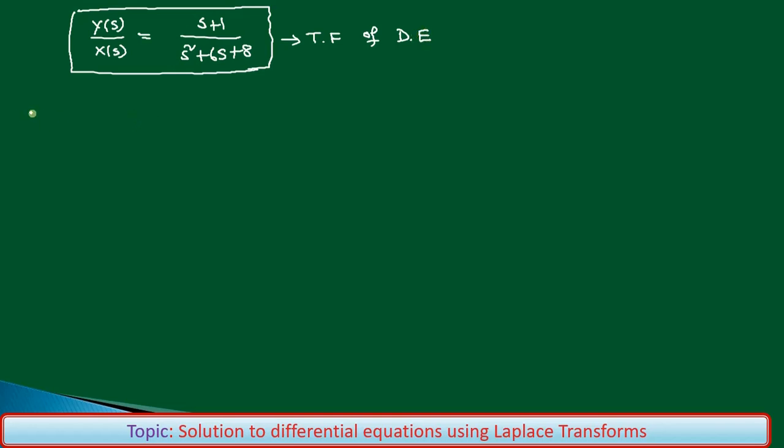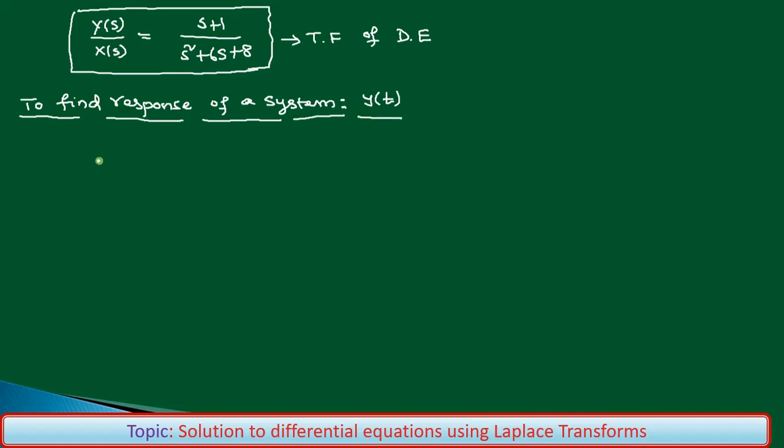Now we will move to the second part, to find the response of a system. So response of the system is nothing but y of t. So we need to find the response in time domain. For that purpose, we consider some initial conditions given in the problem.